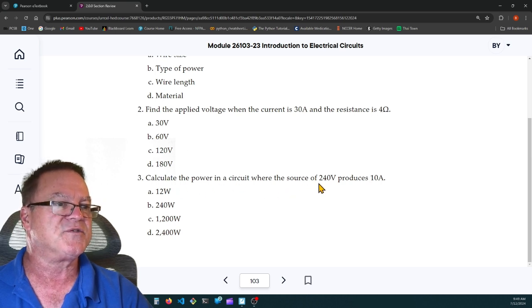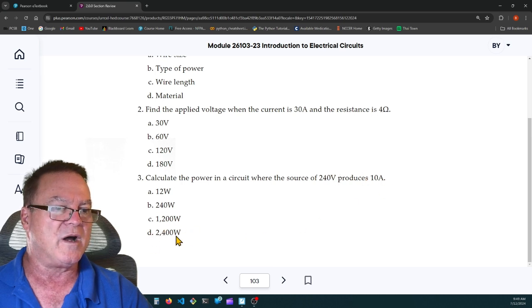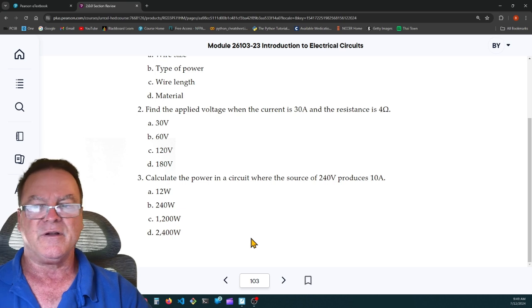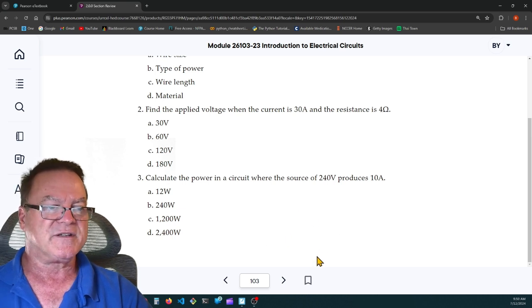Calculate the power in a circuit where the source of 240 volts produces 10 amps. So they want power, P equals E times I. So 240 volts times 10 amps is 2,400 watts. D. Very good. Let's move on to the next section.